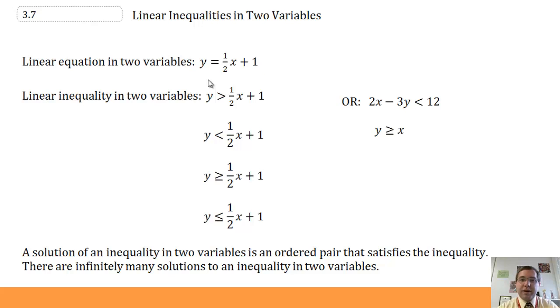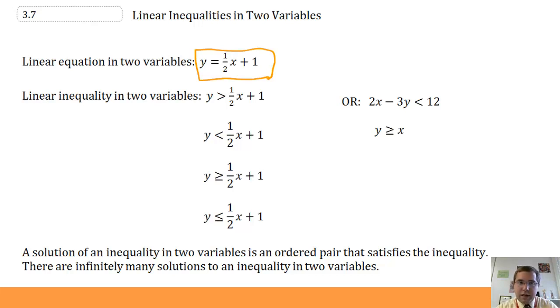This is section 3.7 of Honors Algebra 2, linear inequalities in two variables. So we've been dealing so far this chapter with linear equations in two variables, like the one that I've given you here, y equals 1/2 x plus 1. That's a linear equation in two variables. That one happens to be in slope-intercept form.